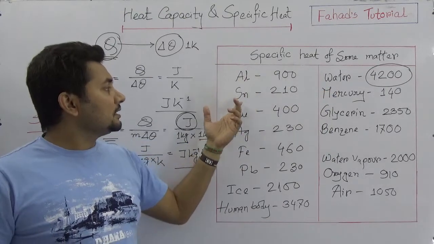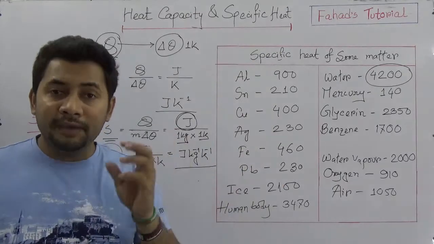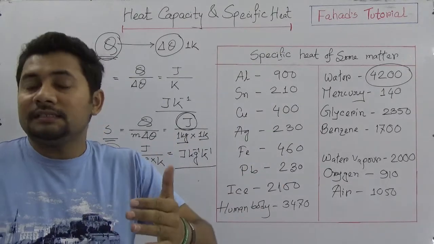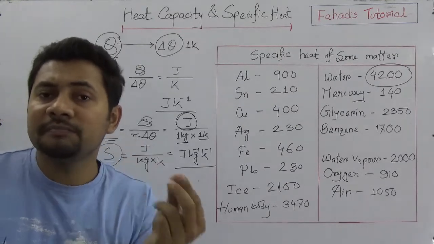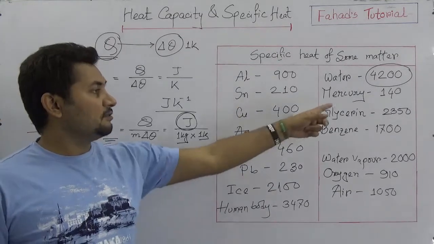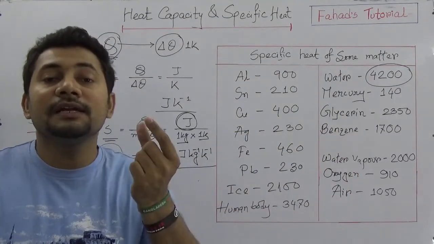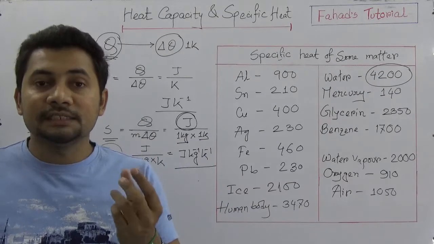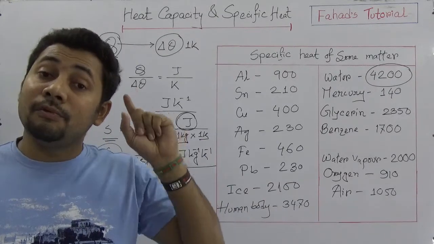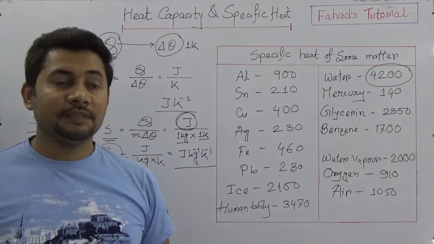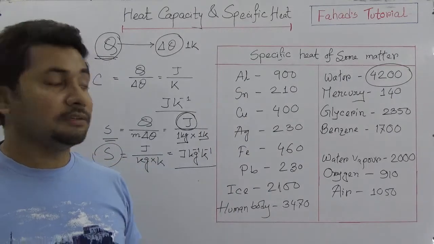In case of tin, it's 210. Usually in case of metals, heat sensitivity is so high that the specific heat is comparatively less. You see, mercury is so heat sensitive, so it's 140. That means only 140 joule is required to increase the temperature of 1 kilogram of mercury by 1 Kelvin. So if there is 1 kilogram of tin, 210 joule is required.